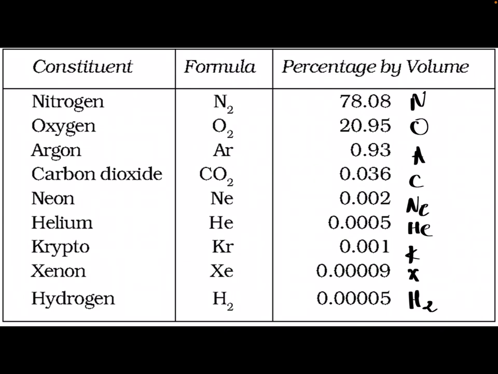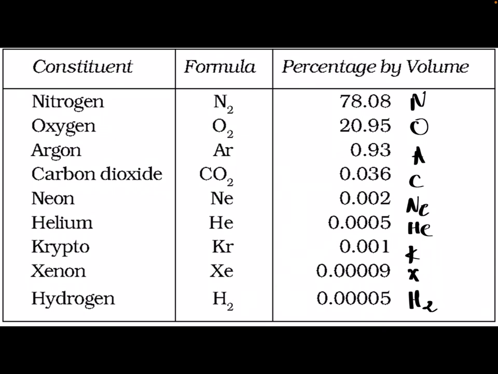So that is a mnemonic also. No, Ar, C, Ne, He, Kr, Xe and H2. The lowest is H2. So in descending order, the amounts of gases are like N2, O2, Ar, CO2, Ne, He, Kr, Xe, H2.